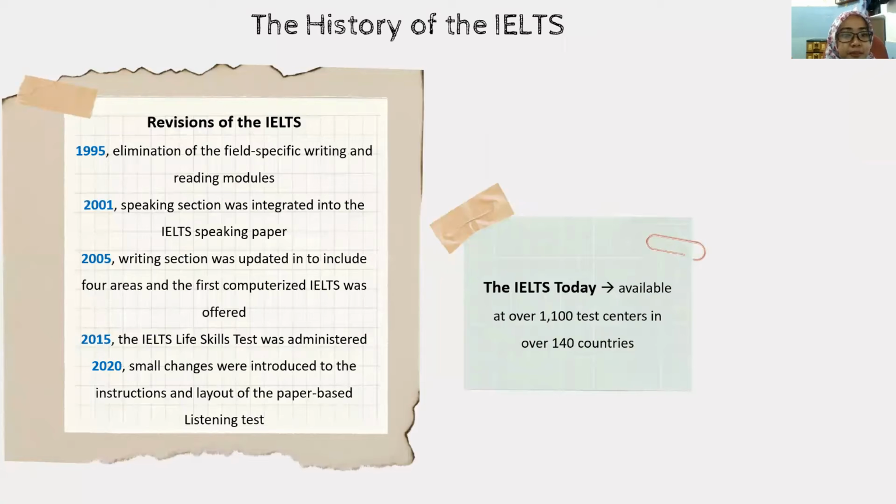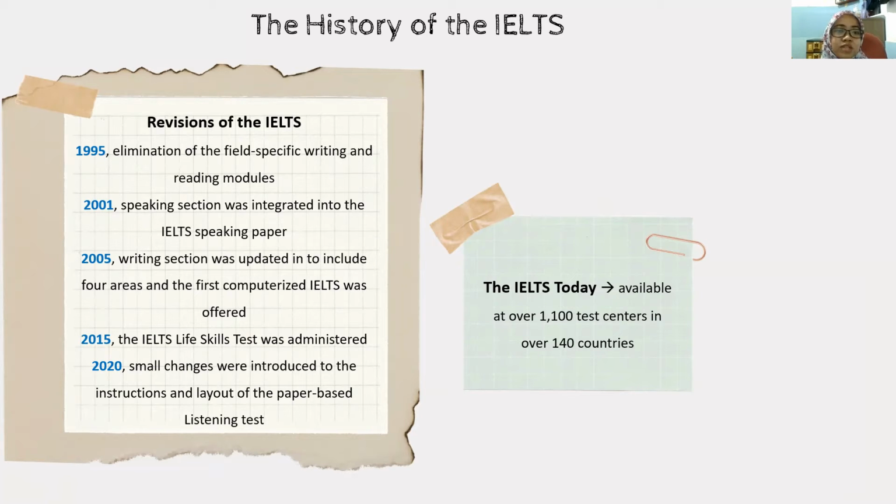Let's take a look at several revisions to the IELTS. In 1995, the field-specific writing and reading modules were eliminated, resulting in a single module for each. During this year, the idea of allowing students to take the speaking test on a different day was also introduced. This means that test takers can do all the sections either on the same day or on different days.